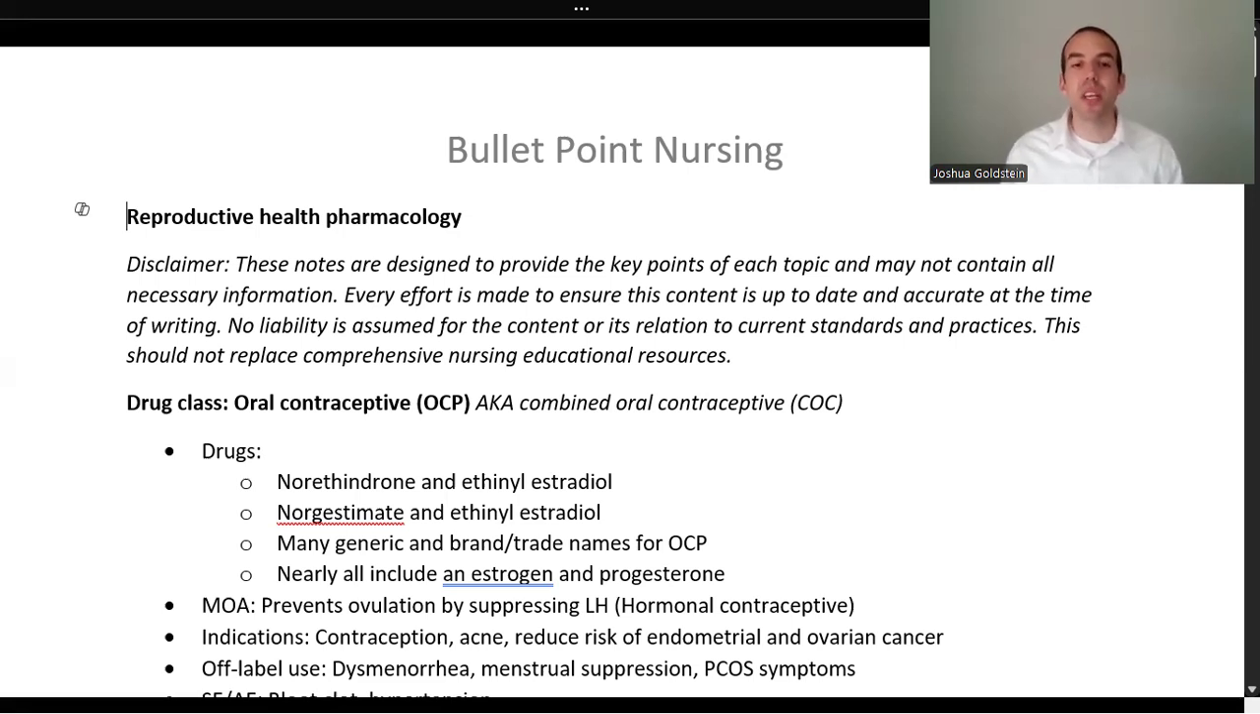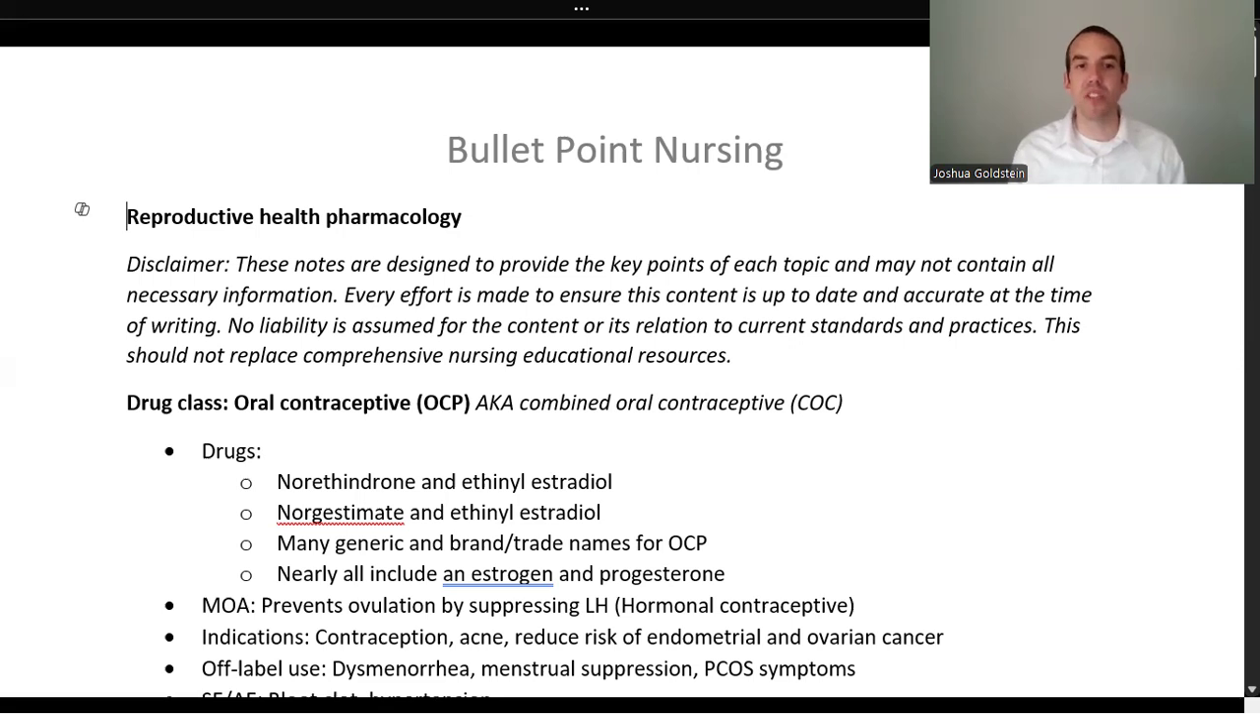There are at least 30 different drugs that fall into this class, but all of them have an estrogen component and a progesterone component. The mechanism of action of how these work is that they prevent ovulation, which is needed to become pregnant, by suppressing LH, which is luteinizing hormone.